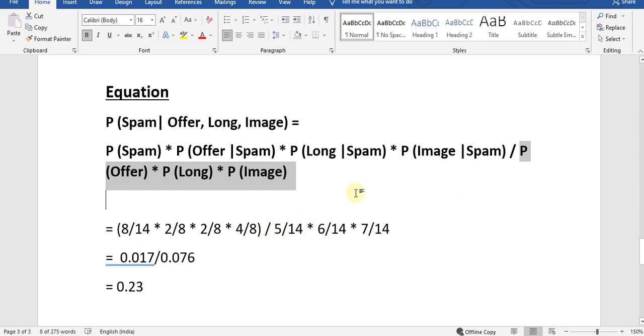Now if you go back to the frequency table, you will find that there are total 14 records, and among the 14 records there are 5 records where the content value is offer. So the probability of offer is equal to 5 by 14. Similarly, the probability of long is equal to 6 by 14, and the probability of image is equal to 7 by 14.